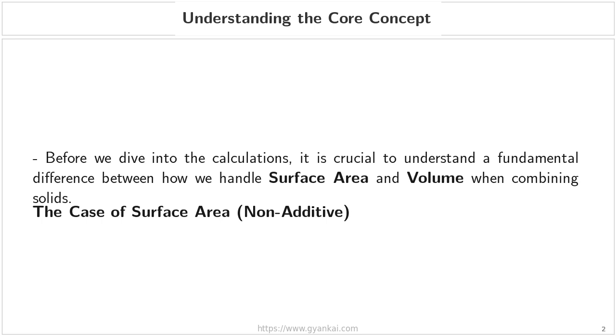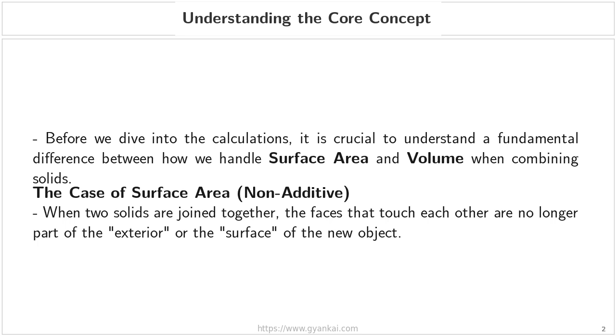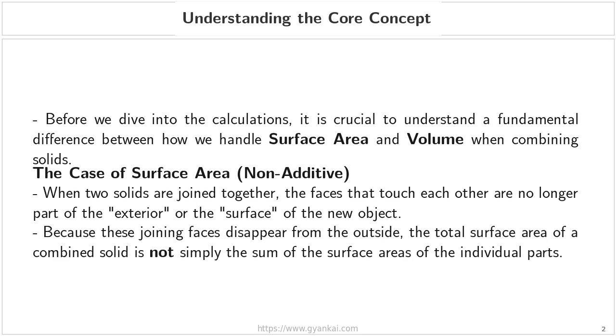Imagine you have two separate blocks and you glue them together. When these two solids are joined, the faces that touch each other are no longer part of the exterior or the visible surface of the new, larger object. They are now hidden inside. Because these joining faces essentially disappear from the outside, you cannot simply add the surface areas of the individual parts together to get the total. If you did, you'd be including surfaces that aren't actually on the outside anymore.